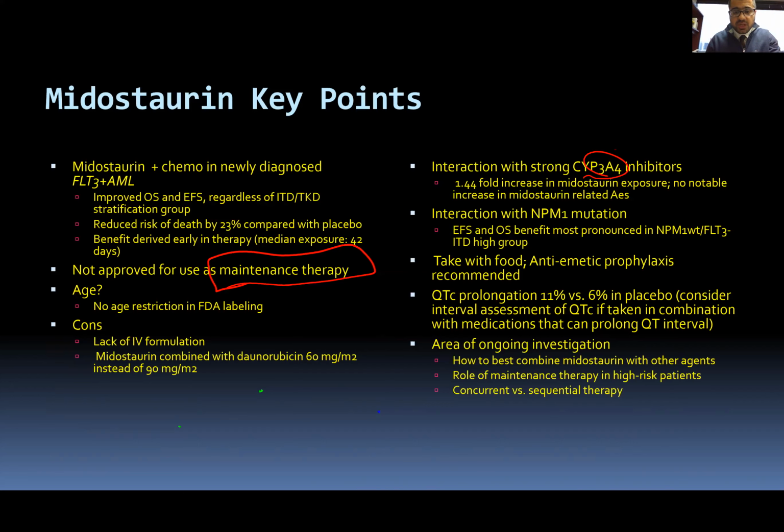You have to take it with food. That's why we prophylactically give them antiemetics, so they keep it down. There was a slight increase in QTc prolongation, and we should maybe watch it.